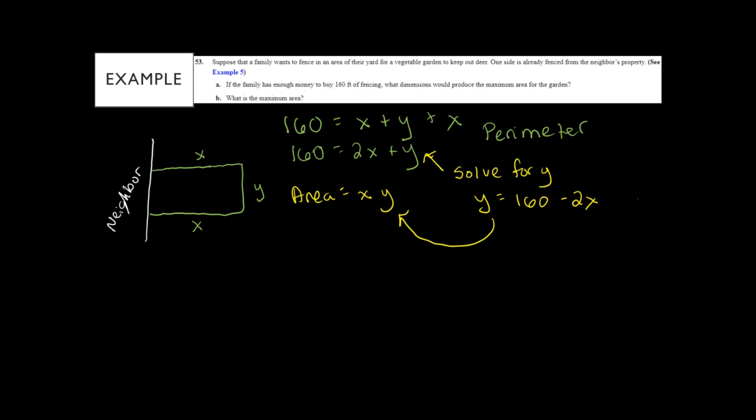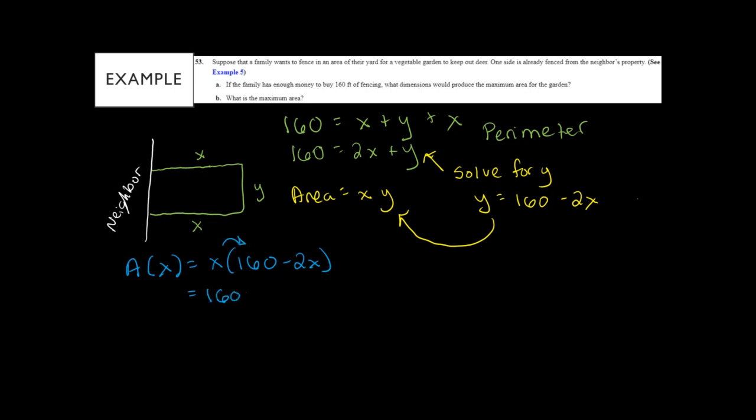So let's say, I'll do this in another color. Our area, I can use the letter A to make it a function, is going to be X times 160 minus 2X. So now I've got an equation, but in order to use the vertex formula to find the maximum area, I need to multiply this out. So we're going to distribute.